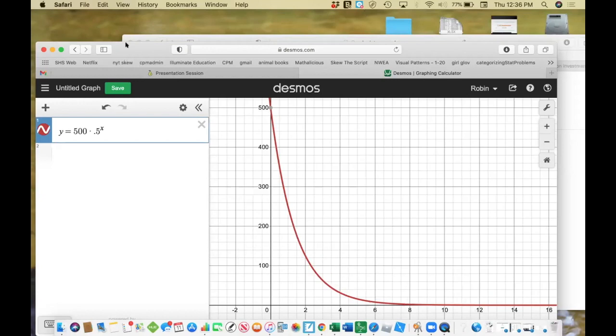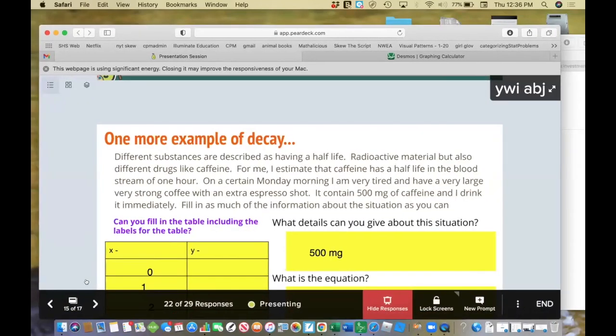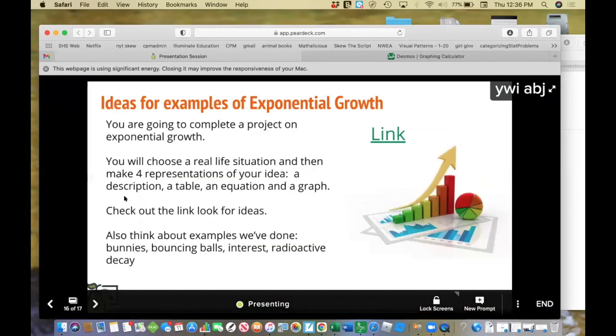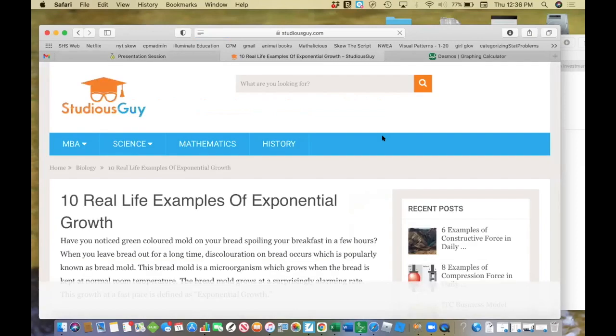All right, the next slide on the presentation is basically about your project. I know that some people were already looking at this, and that there is a link here. I think it should show up right embedded in your Pear Deck. You shouldn't have to go to another tab. I think it will be right on your Pear Deck screen.